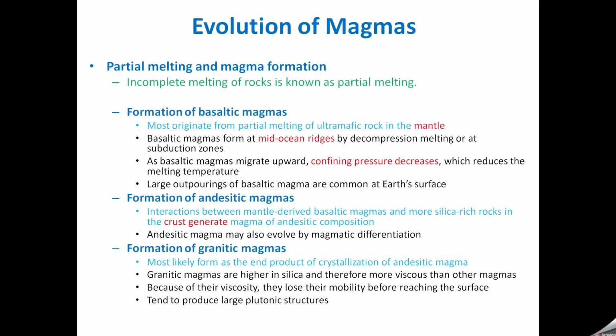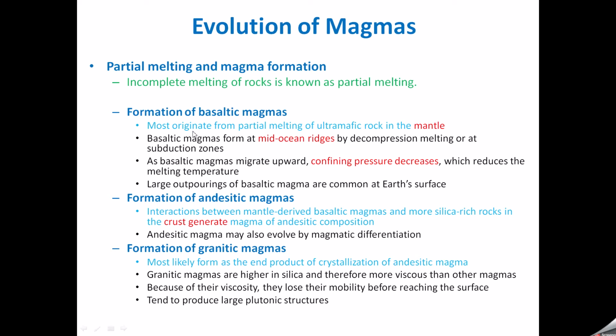Now, evolution of magmas. Now we have partial melting and magma formation. What is partial melting? Partial melting is incomplete melting of rocks. Incomplete melting of rocks is known as partial melting. So let's look at the formation of basaltic magma, formation of andesitic magma, and formation of granitic magma. So first, formation of basaltic.